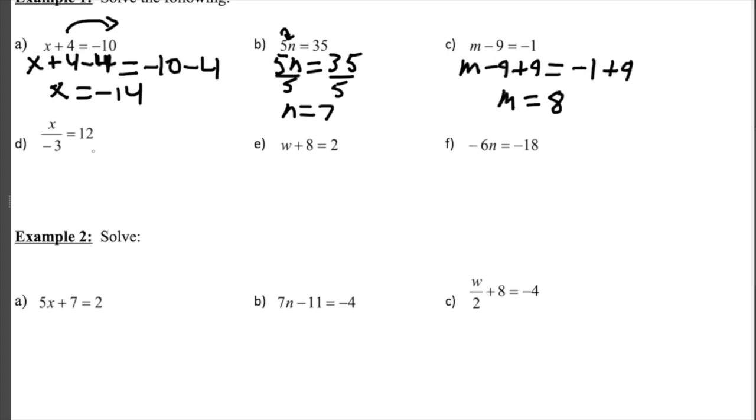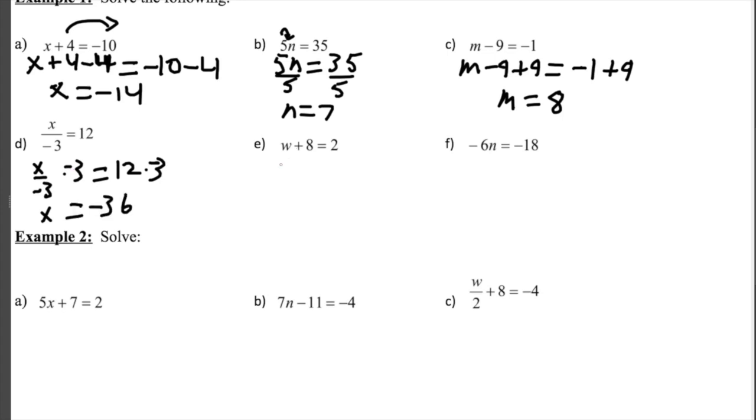For D, again, we're going to do the opposite operation. So we have x over negative 3. We're going to multiply by positive 3. So we multiply by positive 3. We're also going to multiply the other side by positive 3. So I apologize if I just said positive 3. I'm going to say negative 3. So x divided by negative 3, multiplied by negative 3, this will cancel each other out. So in this case, x is going to equal to negative 36.